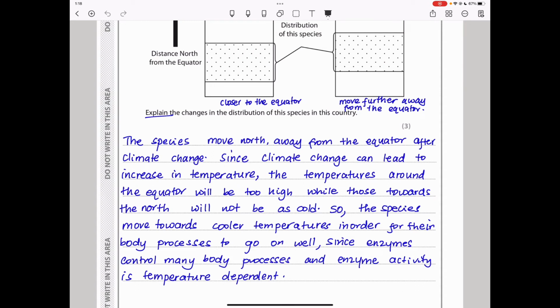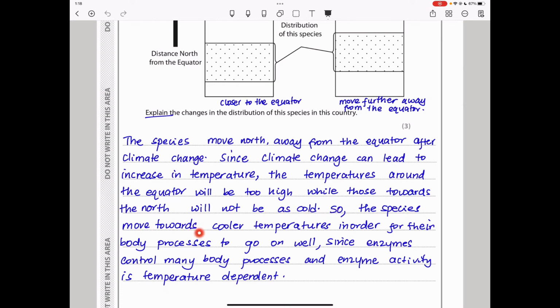So if it's warmer, it means their body physiological processes can occur at the right temperature in order to prevent damage to the enzymes or damage to the organs within their bodies, basically. So I say that species move north away from the equator after climate change. And since climate change can lead to increase in temperature, the temperatures around the equator will be too high, while those towards the north will not be as cold, meaning they'll be warmer.